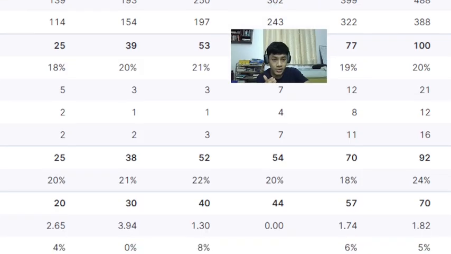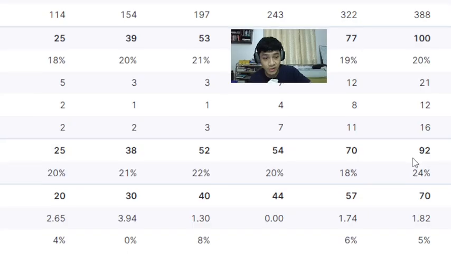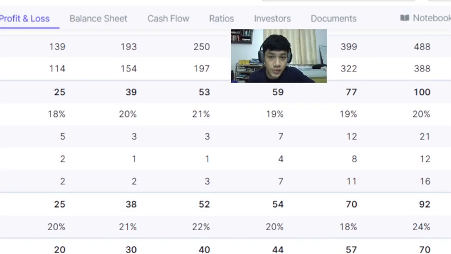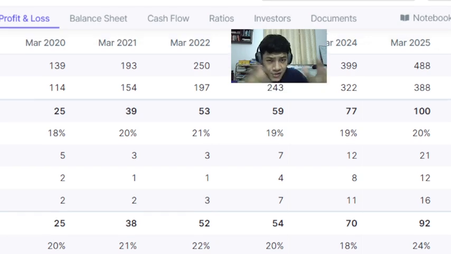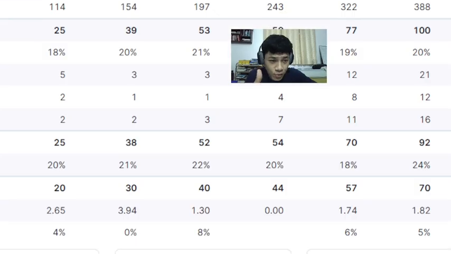Let's go a little down. 92 is the profit before tax, my fault. 92 crores is the profit before tax. And finally, we have a profit after tax of 70 crores. So we can see there has been a substantial growth, a very noticeable increase in sales as well as profits.